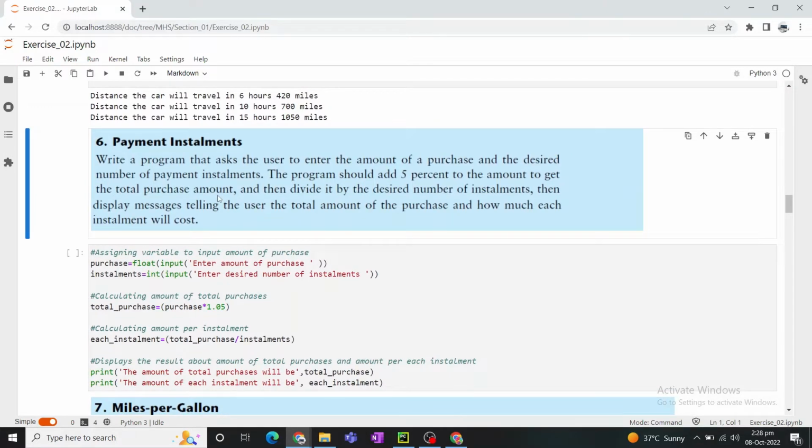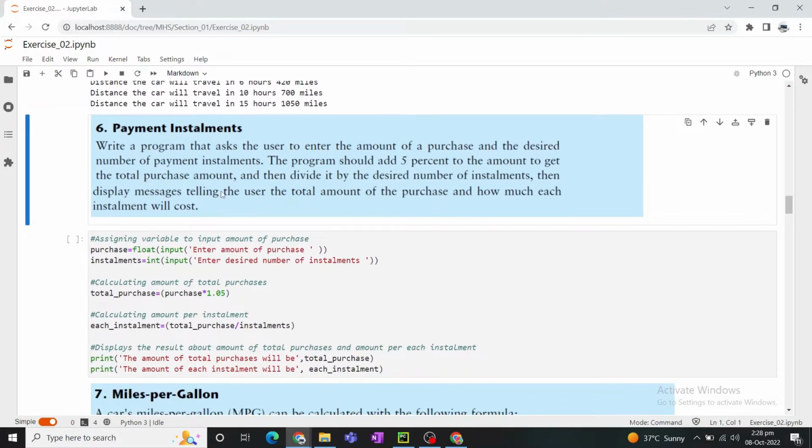Let's move to question number 6, payment installments. Write a program that asks the user to enter the amount of a purchase and the desired number of payment installments. The program should add 5% to the amount to get the total purchase amount, and then divide it by the desired number of installments, then display a message telling the user the total amount of the purchase and how much each installment will cost.